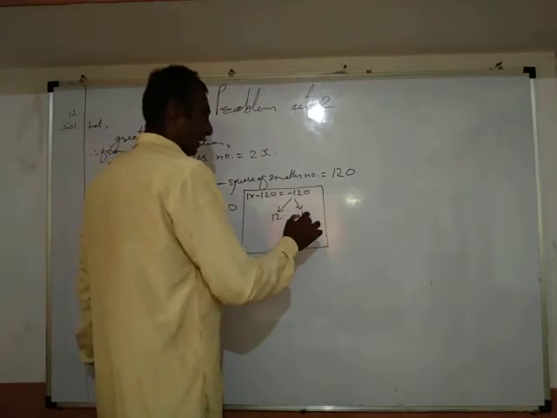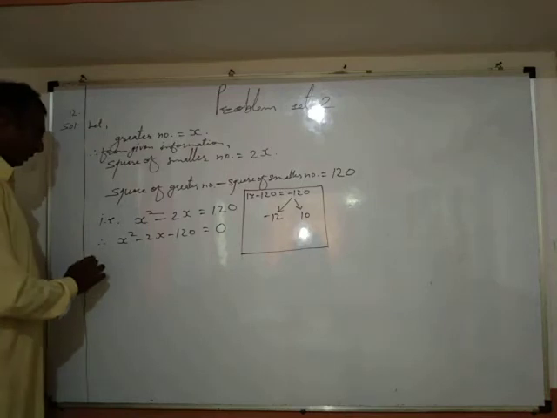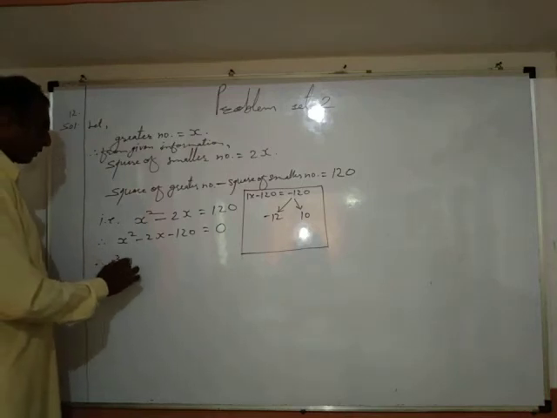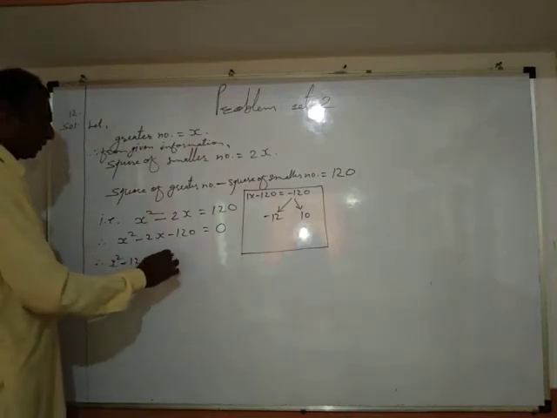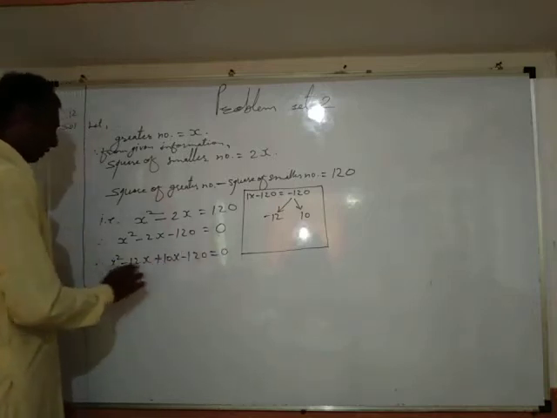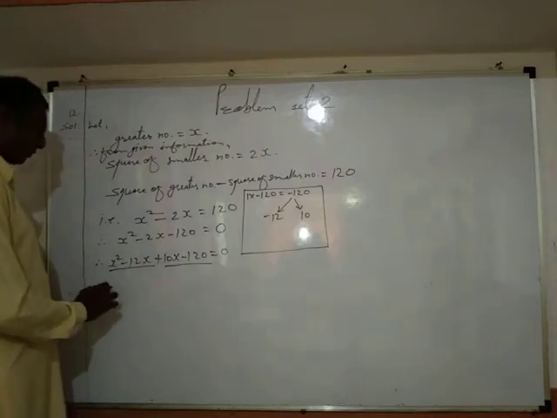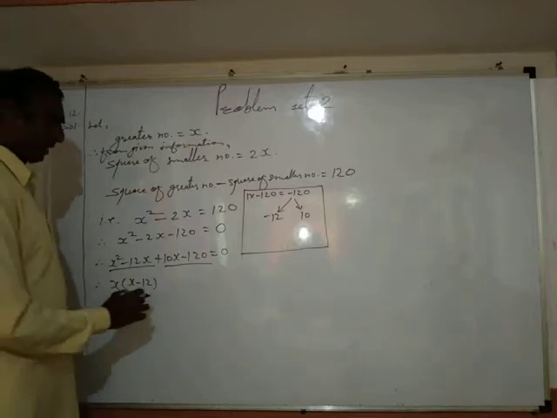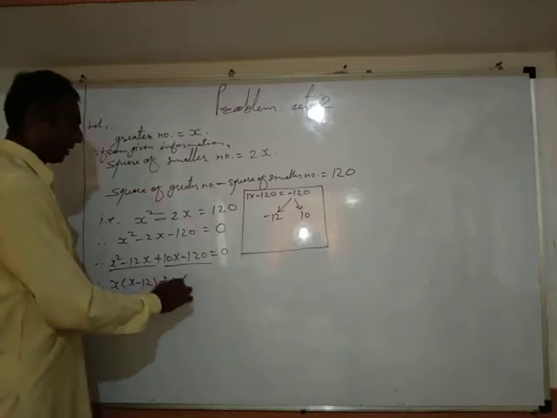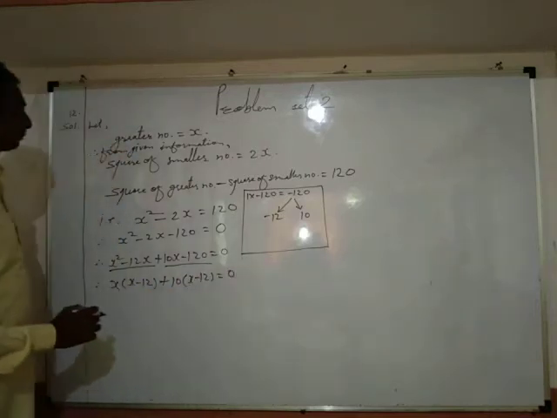Yes, 12 tens are 120, minus 12 plus 10. Therefore, it will be x square minus 12x plus 10x minus 120 equal to 0. Group the first two and the next two terms. From the first group we may take out x common, in bracket x minus 12. From the next group we may take out plus 10 common, in bracket x minus 12, that equal to 0.